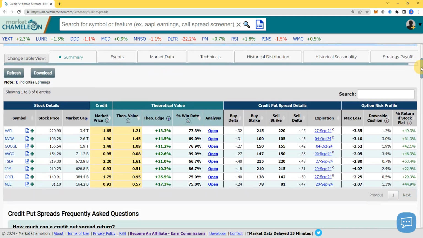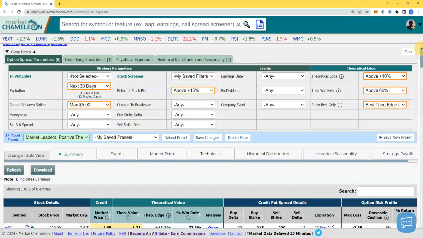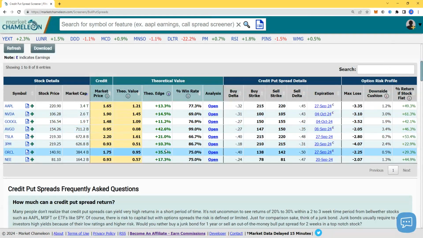The stocks that have the higher edge and theoretical edge. So let's see what we got. The market leaders, Apple, Nvidia, we only got one page compared to like 150, so that's nice. So we had Apple, Nvidia, Google, Avago, Tesla, JP Morgan, Oracle, and NI. Now, this is nice. However, I want to filter this by, let's say, this one.